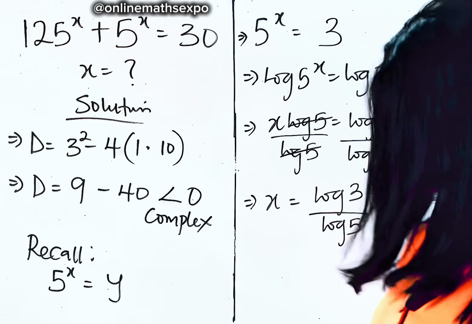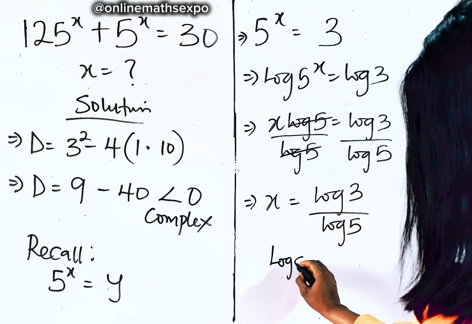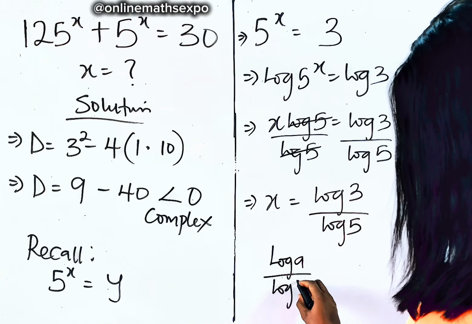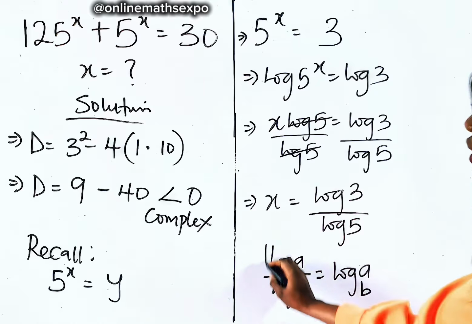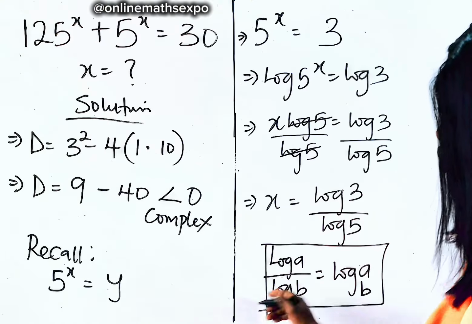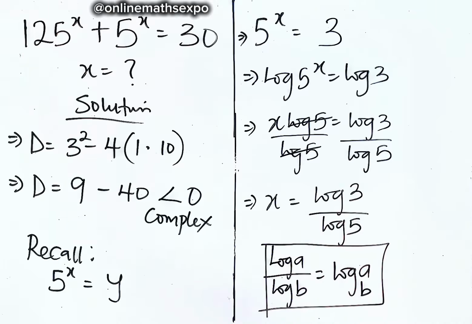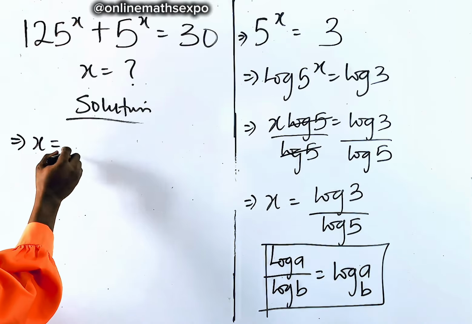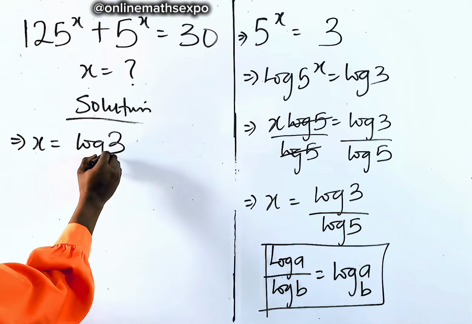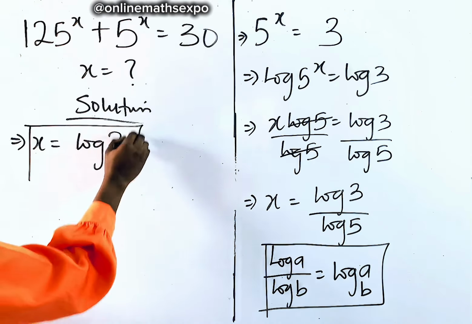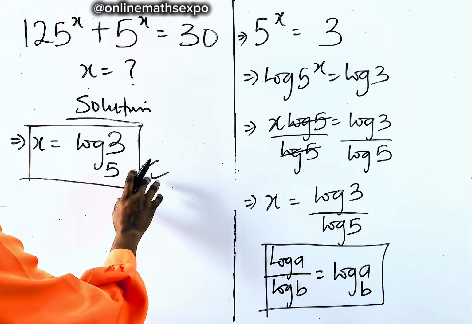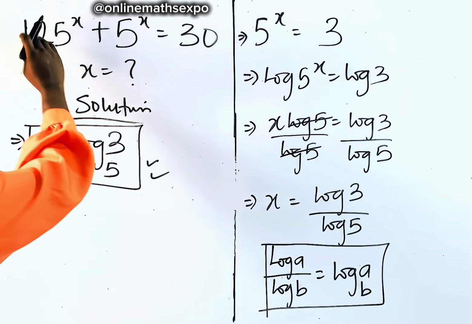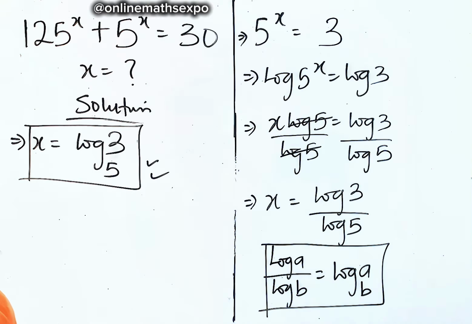Remember quickly that for every log of a divided by log of b, it's always log of a base b. So we're going to apply this change of base rule here. And to do that, we have x is equal to log of 3 base 5. So this is the simplified value of x. Now we're going to do a check. Let's plug this x value at the left side to see if it gives us back 30.